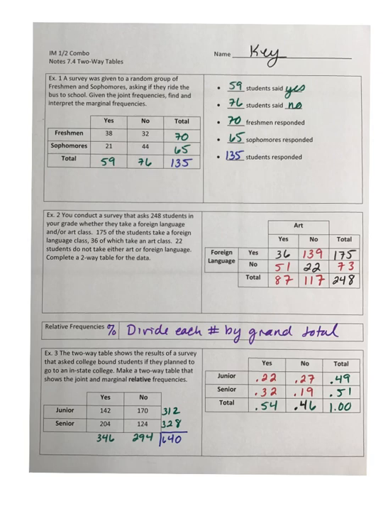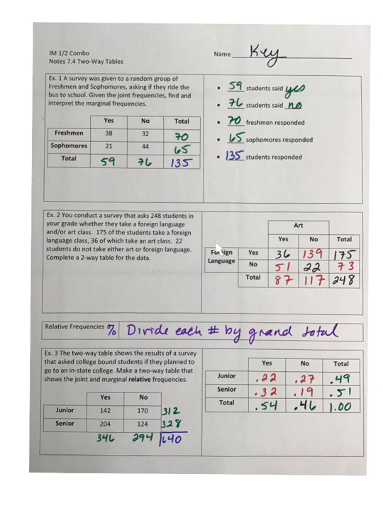We just look at these numbers. 59 students said yes. 76 students said no. Then we look at these numbers. 70 freshmen responded and 65 sophomores responded, and the grand total, 135 students, responded. Okay. All right, so now we're going to just practice taking information and putting it correctly into the table.